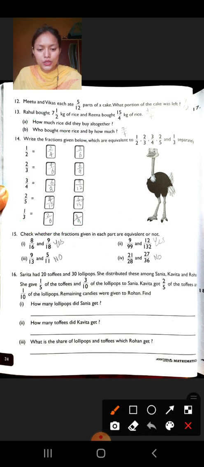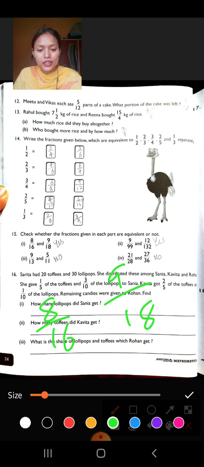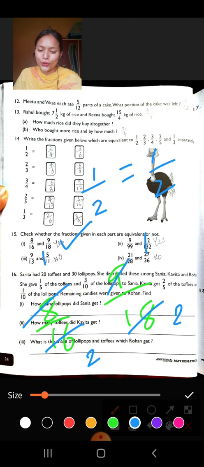Now, the next one is question number 15. Here you have to check whether these are equivalent or not. Like 8 upon 16 and 9 upon 18. These two are there. You have to find whether they are equal or not. Now, if we look like this, we can't tell. So, first of all, we have to cut them. 8 ones are 8, 8 twos are 16. So, what will we get? 1 upon 2. Now, here 9 ones are 9, 9 twos are 18. So, it is 1 upon 2. So, both are equal. 1 upon 2, 1 upon 2. So, it is equivalent. Now, similarly, you will check the second one, third one, fourth one. All the questions you will do.